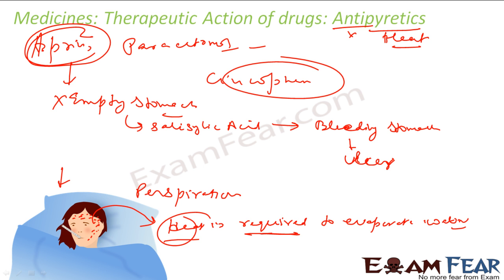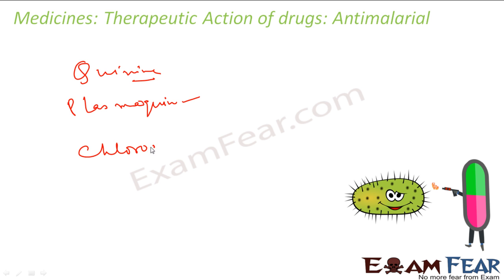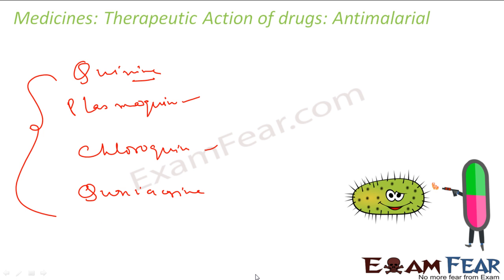The next is antimalarial drug. This is used for the treatment of malaria. I'll not discuss much on this. Quinine is one example of an antimalarial drug. Plasmoquine is one more example. Chloroquine is also one example. Quiniserine, I think, is also an example. These are some of the antimalarial drugs in the market.